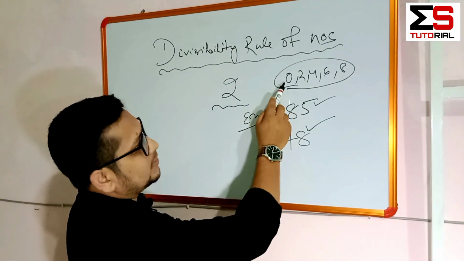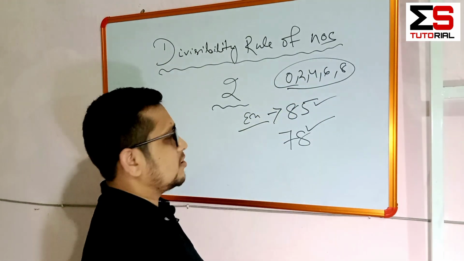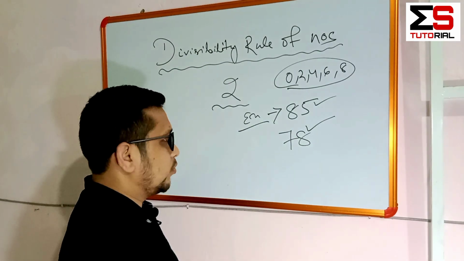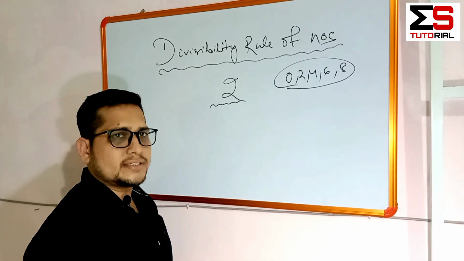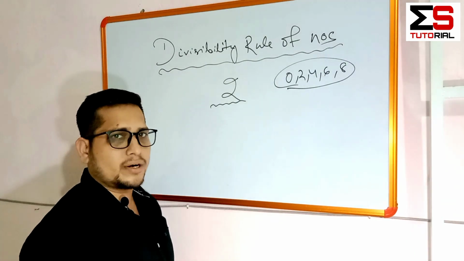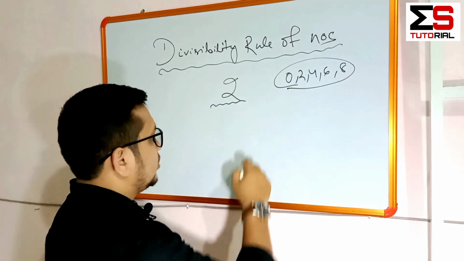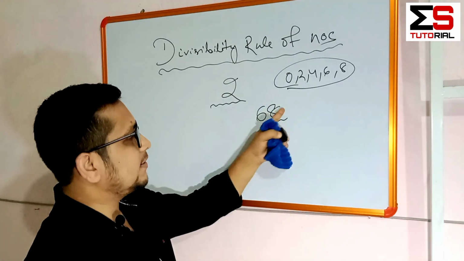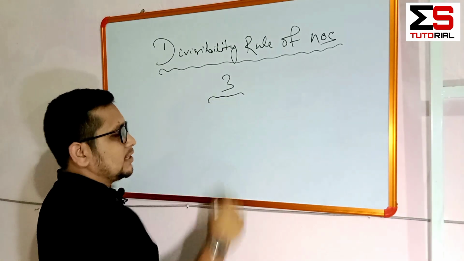As I said, if there is 0, 2, 4, 6, 8 in the unit place of a number, then this number will be divisible by 2. We can also say if there is an even digit in the unit place of a number, then this number will be divisible by 2. 68, here is 8 in the unit place and 8 is an even number, so it will be divisible by 2. Next, divisibility rule of 3.